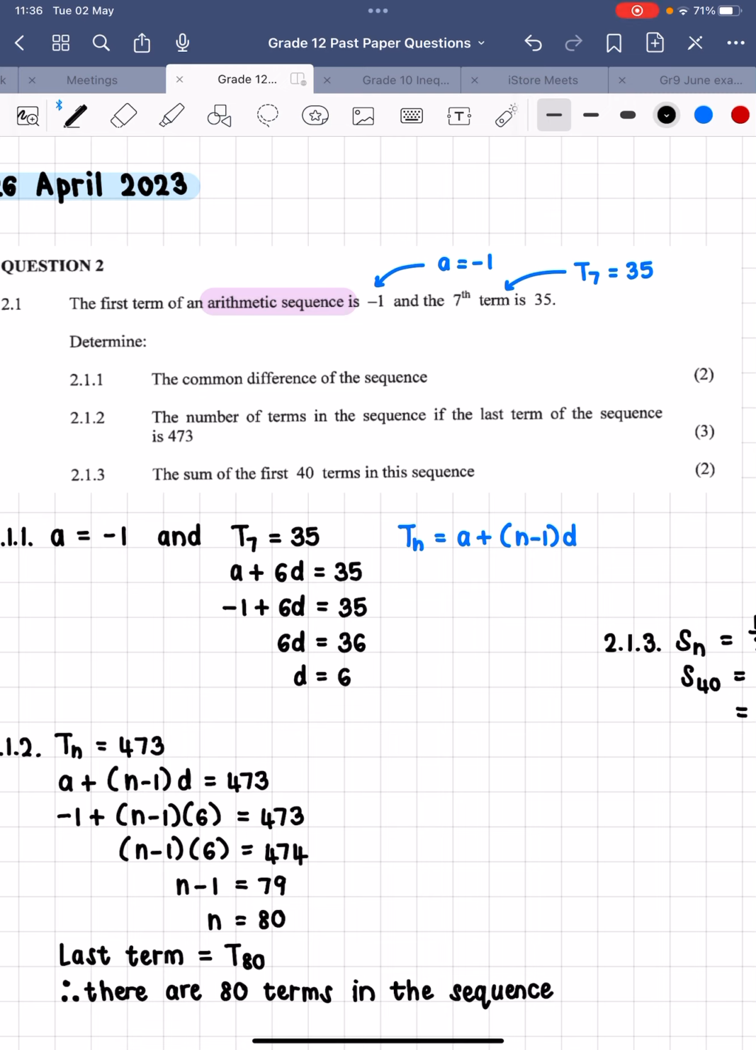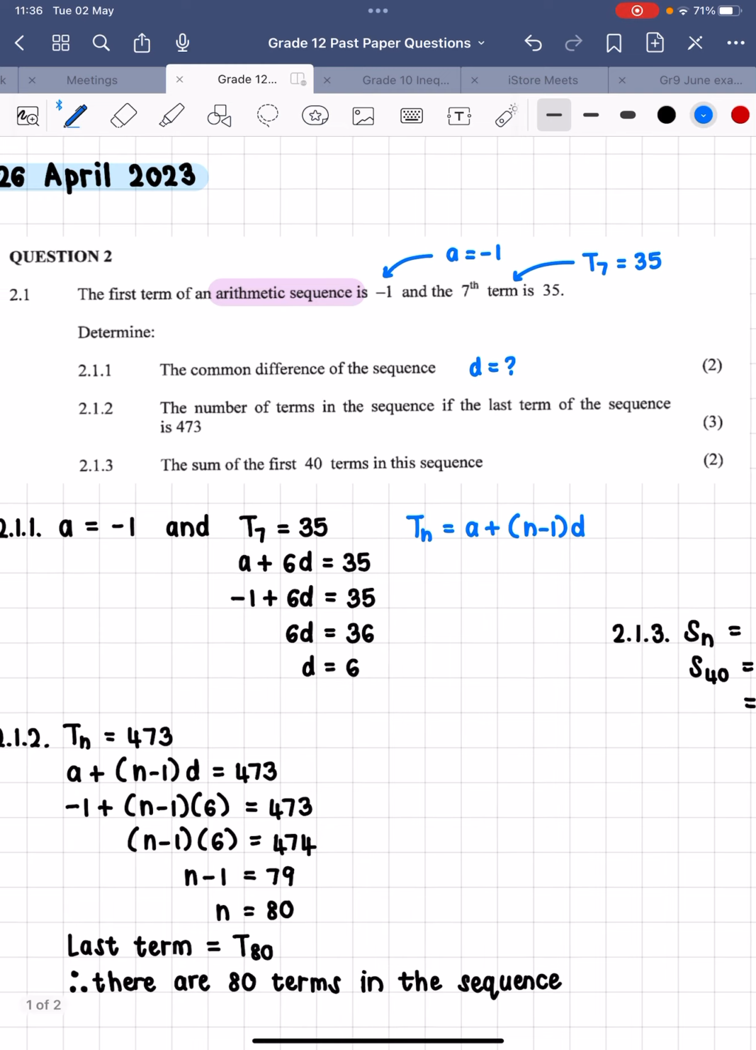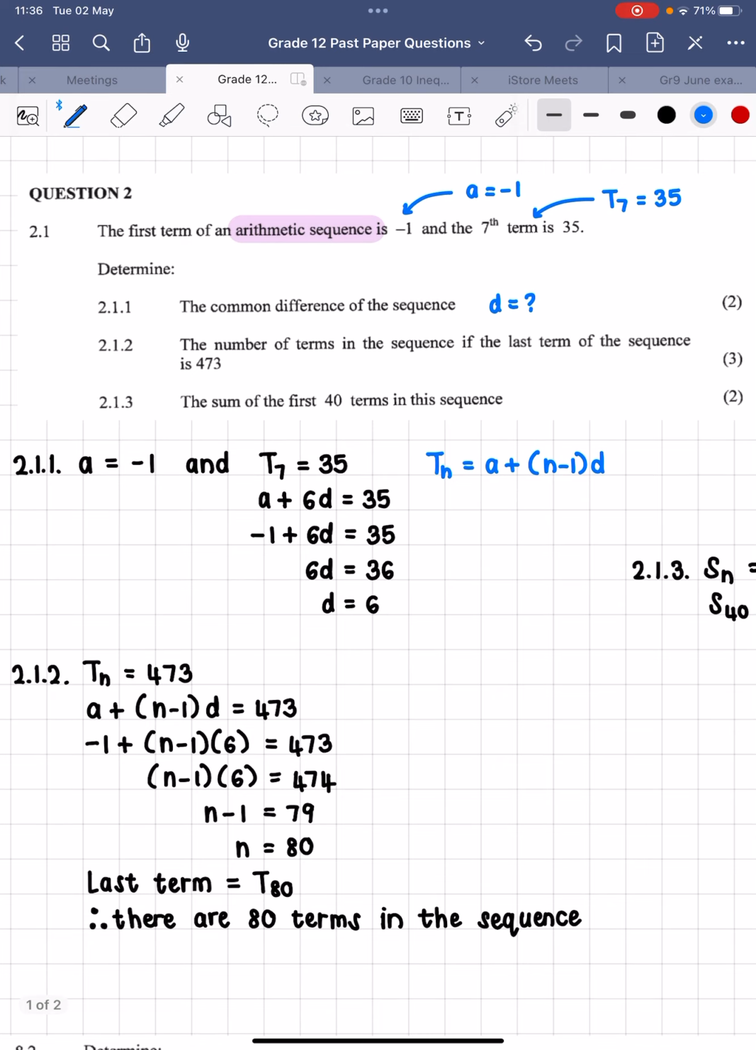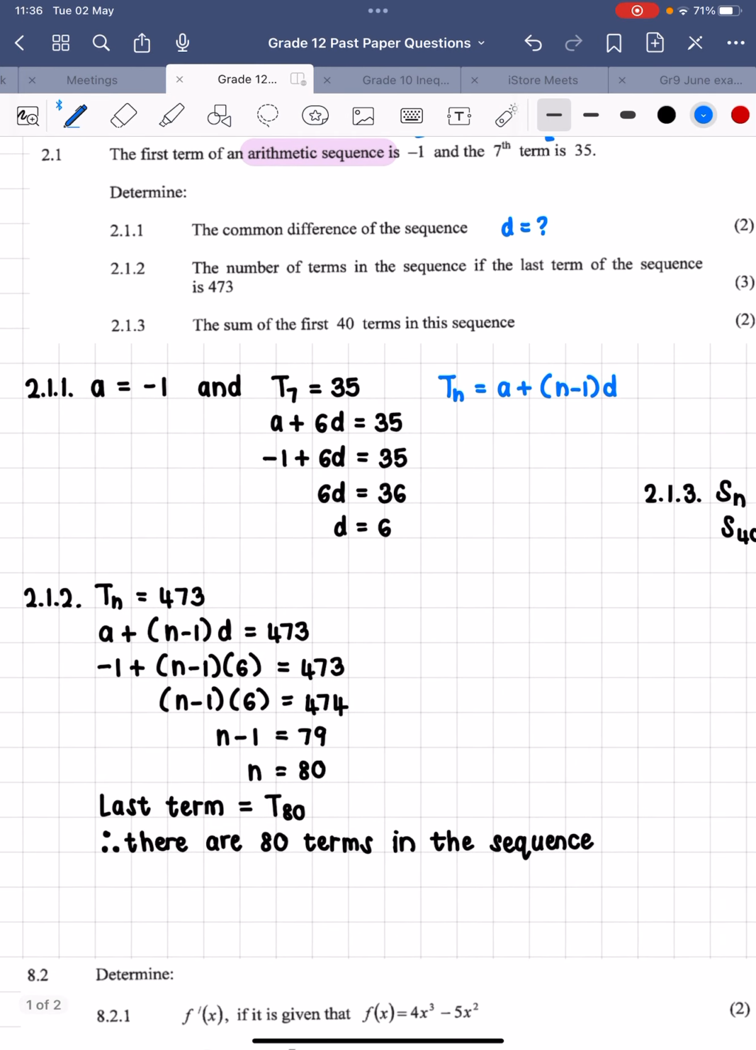Now they're asking us for the first question to determine the common difference of the sequence. So that is D, right? They're asking us to find our D value. Now what I did here is I just rewrote basically the information that they gave us in the question. They told us that the first term is -1, so A is -1, and then term 7 is 35. Now guys, it's an arithmetic sequence, so we need to be able to recognize from the formula sheet that this is the formula that we use.